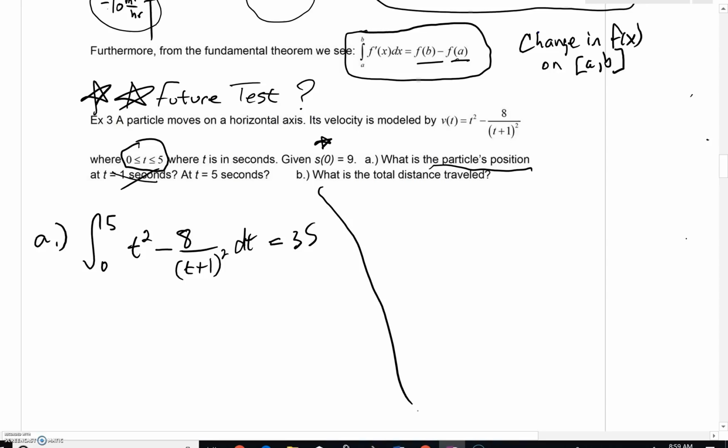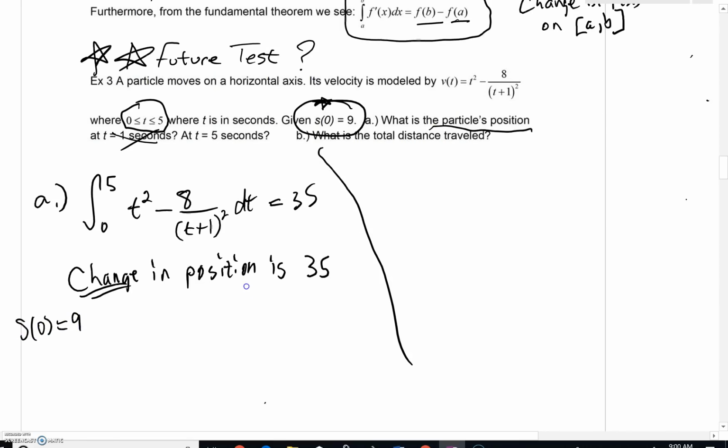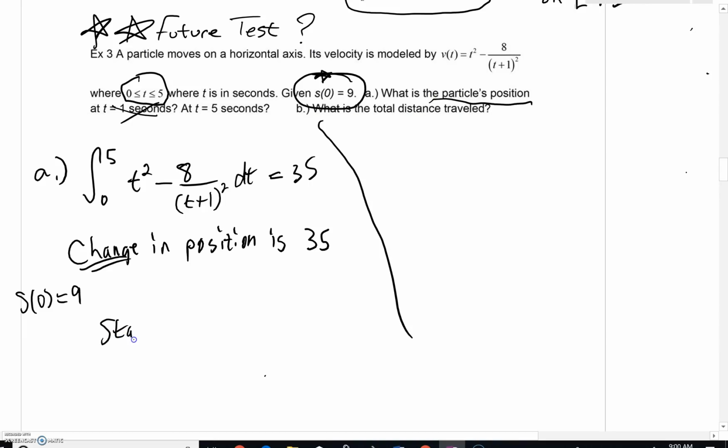What did you just find? You just found the change in position. That's not the total distance traveled. The change in position is 35. So what did we start with? Well, you're told s of 0 is equal to 9. So we're starting at t equals 0 at 9.